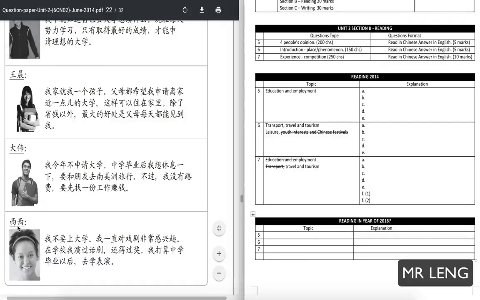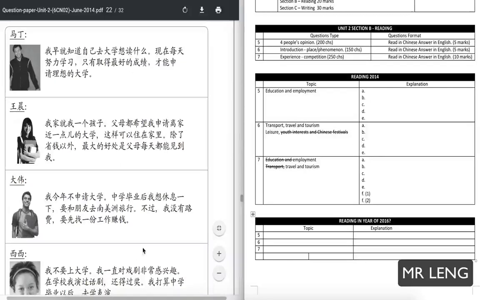The last person, 西西. 我不要上大学 I don't want to go to university. 我一直对戏剧非常感兴趣 I have always been very interested in drama. 在学校我演过戏剧 I acted in a play at school, 还得过奖 and even received a prize. 我打算中学毕业以后去学表演 I plan to go learn acting after middle school graduation. Now let's do step 2, the keywords.